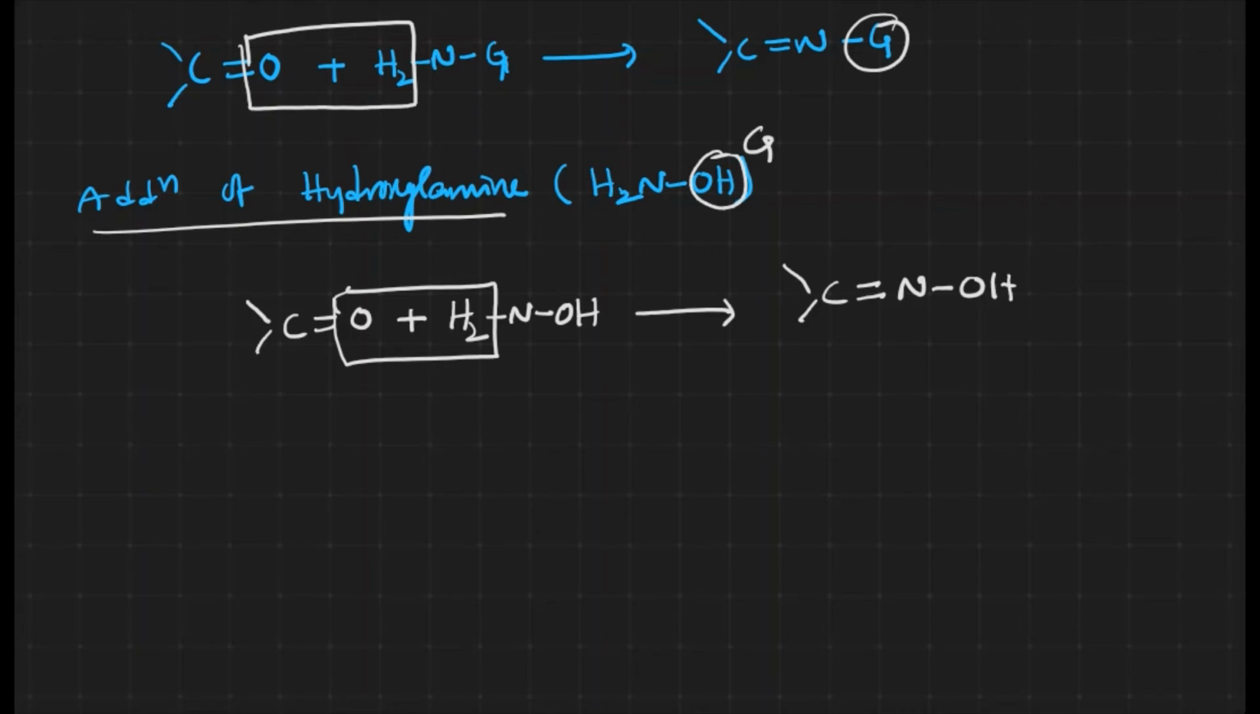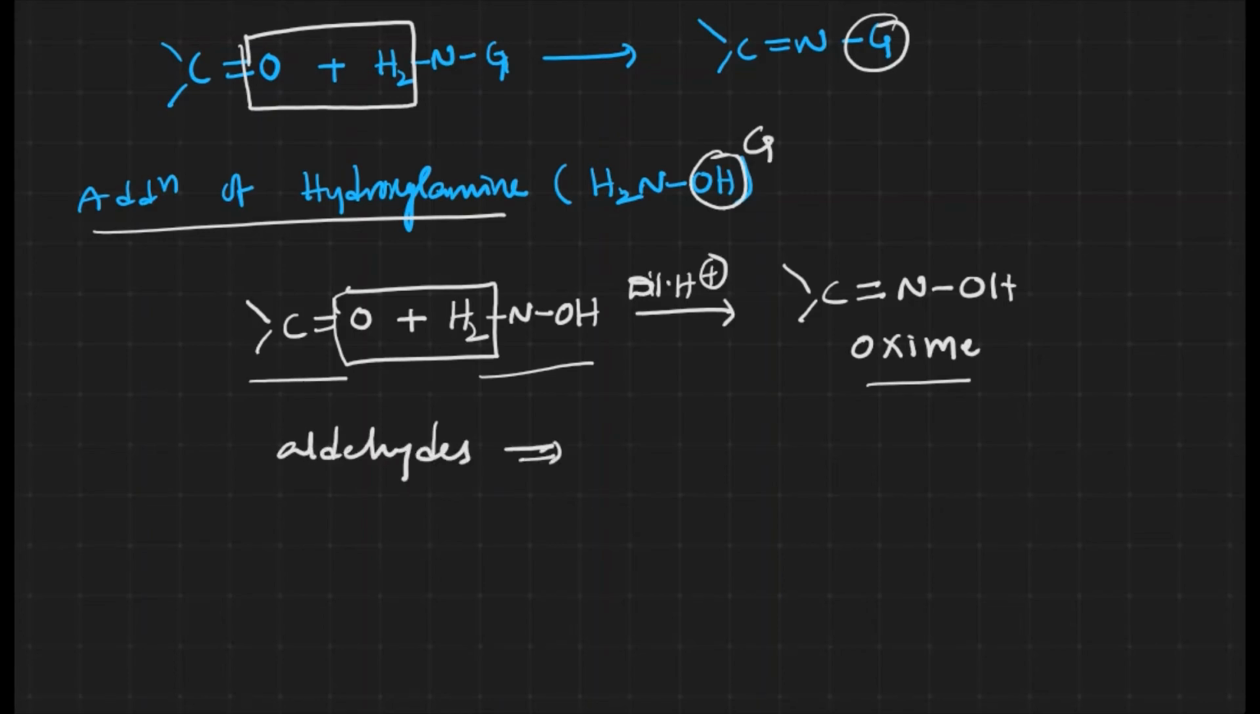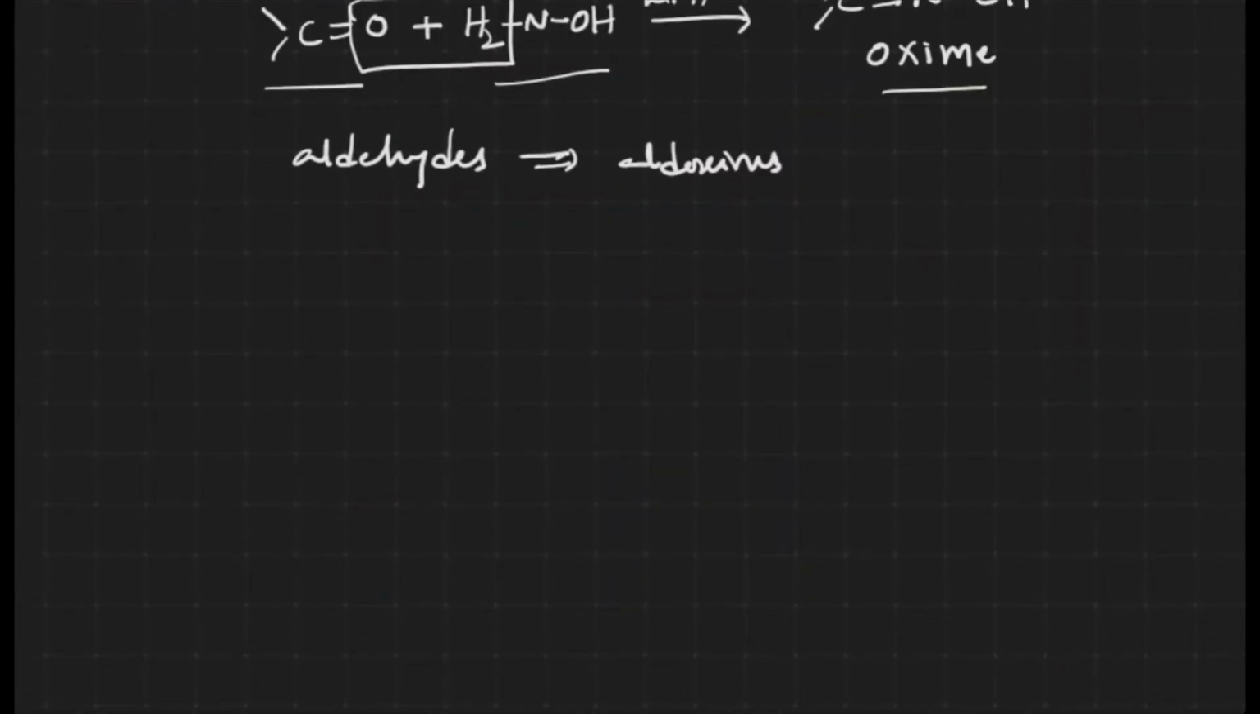What is this one? This is an oxime. This is the normal carbonyl compound with addition of hydroxylamine. What are we getting? We are going to get oximes, right? In the presence of dilute acid. Now if you take aldehydes, we'll get aldoximes. Or else if you take ketones, we'll get ketoximes.